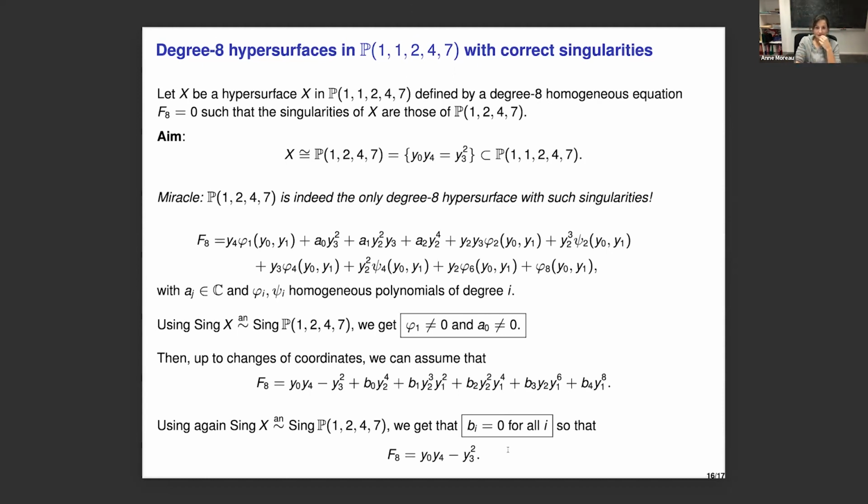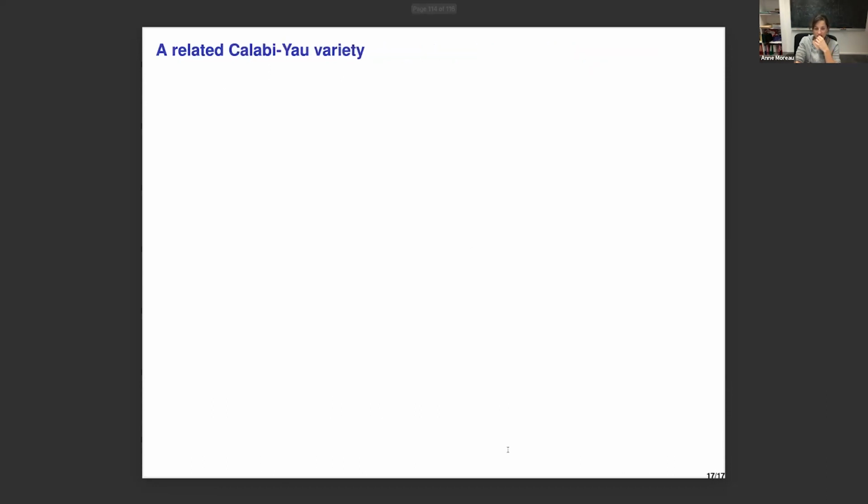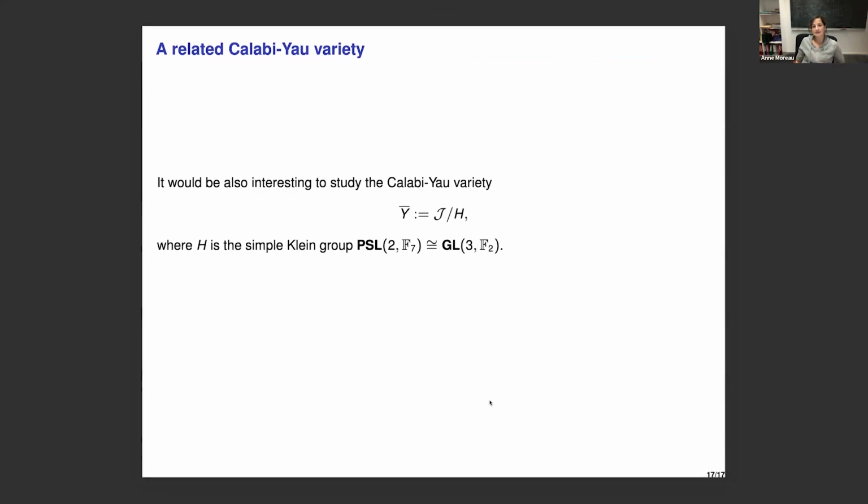All right, so this is what I wanted to explain, and I just wanted to say that our quotient is not Calabi-Yau, but there is a related Calabi-Yau variety. If you consider, instead of the quotient by G, the simple Klein group H, then the quotient is a Calabi-Yau variety, which looks interesting. In fact, we can show that it admits a crepant resolution, and we can compute several invariants like the Euler number or several other things. And we would like to study now this Calabi-Yau variety.